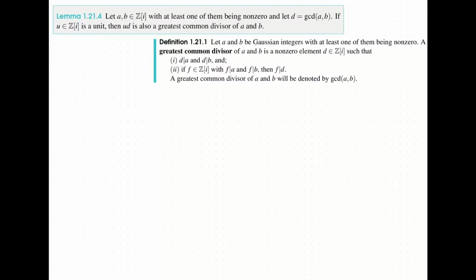So the next statement we're going to show is that if A and B are Gaussian integers with at least one of them being non-zero, and D is the GCD of A and B, then for U a unit in the Gaussian integers, U times D is also a greatest common divisor for A and B. So here's the proof. By definition, there exist Gaussian integers x and y such that A is equal to x times D and B is equal to y times D.